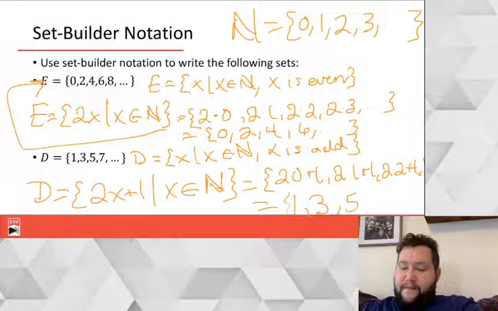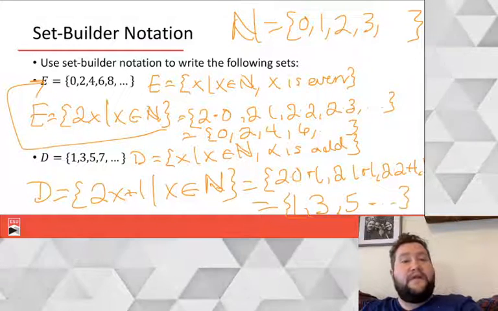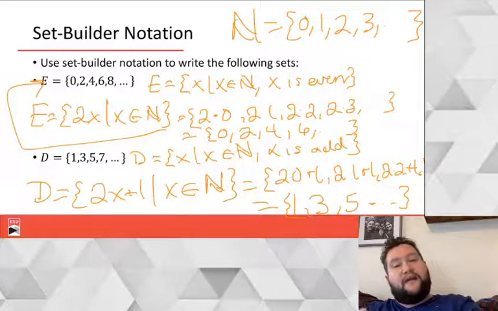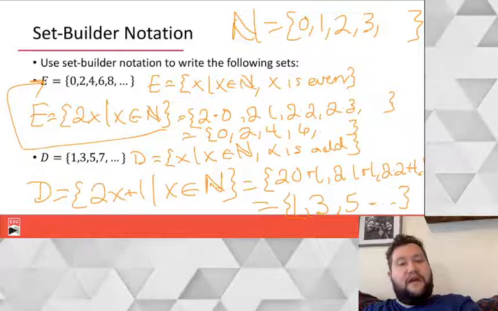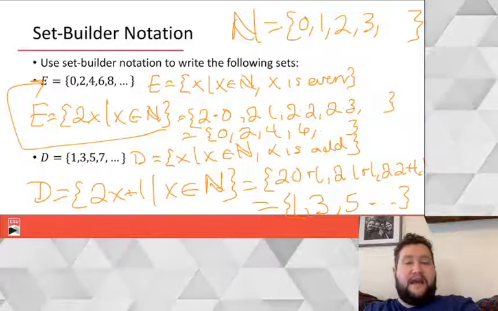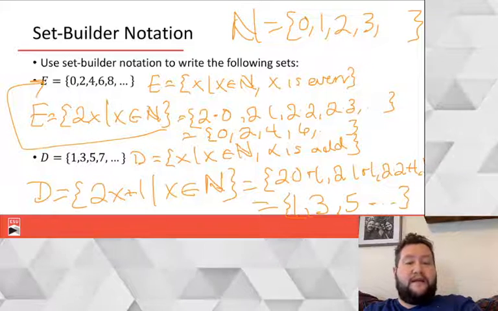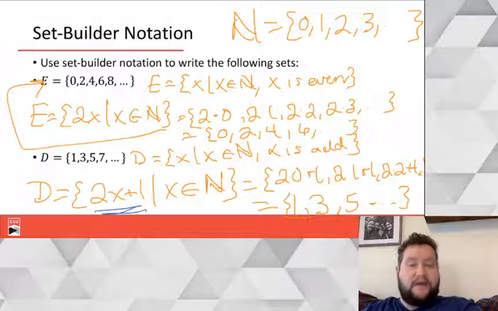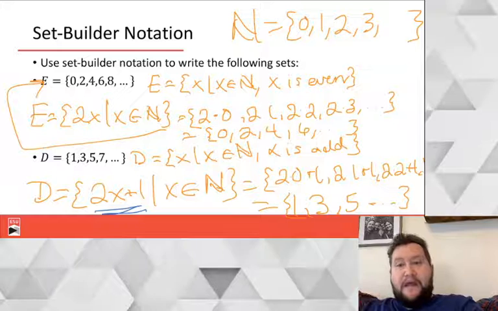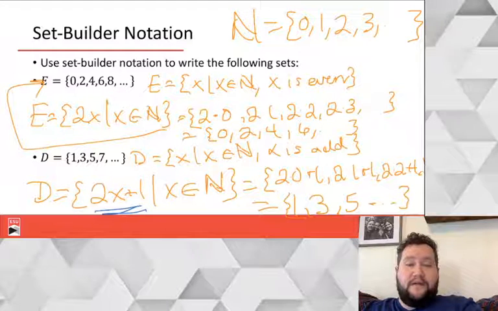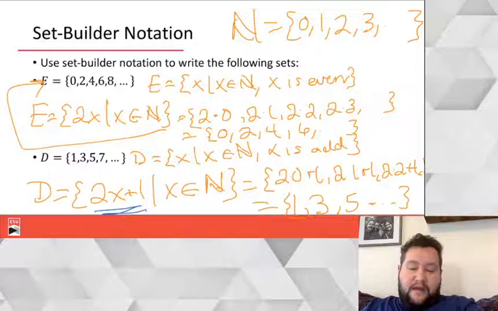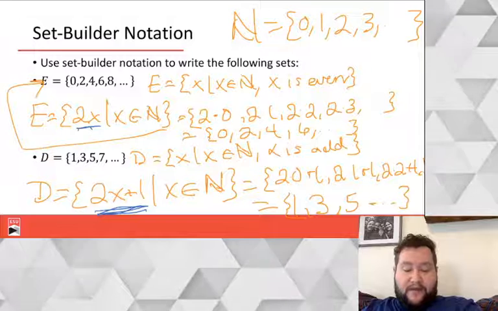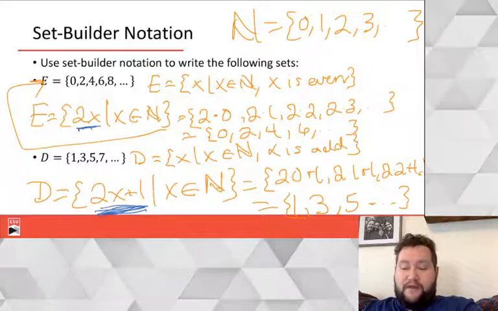And so we can either write it as x is in N and x is even, or we can write it as 2x, x in the natural numbers. And with odds, we can write x is in N and x is odd, or we can write D is all numbers of the form 2x plus 1 for x in N. And so when we talk about even and odd numbers later in this course, I want us to recall these definitions for even and odd. They can be written as 2 times a number or 1 more than 2 times a number.